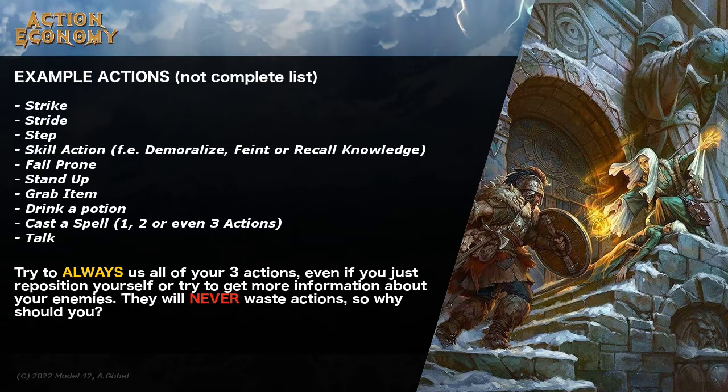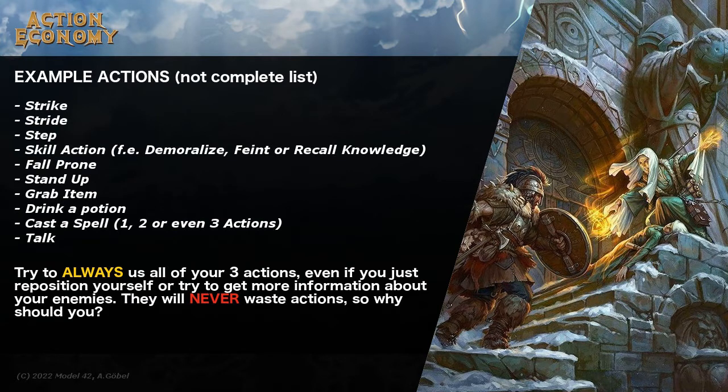Once it is your turn, you have 3 actions to spend in any way you want, and we will look at some of your options in a little while. Also, during each round, you have 1 reaction, which can only be used if its trigger condition is met. For example, an enemy moves away from a fighter, who has the attack of opportunity reaction. During your turn, and sometimes even outside of your turn, you can use as many free actions as you want, as long as they fit in a 6-second time frame.